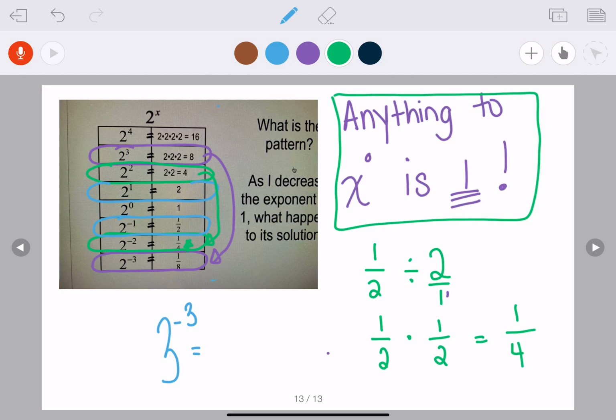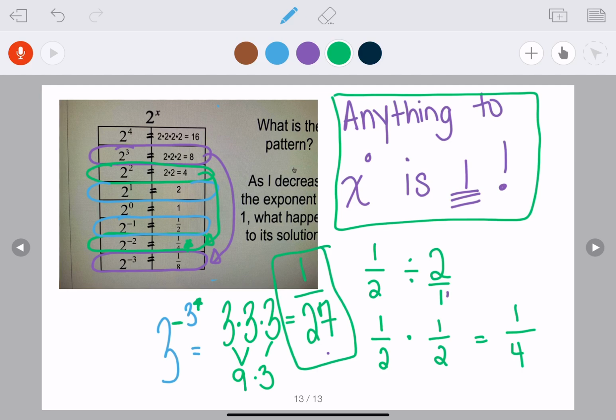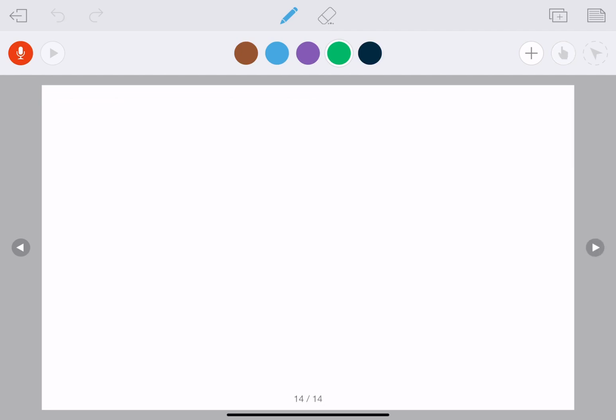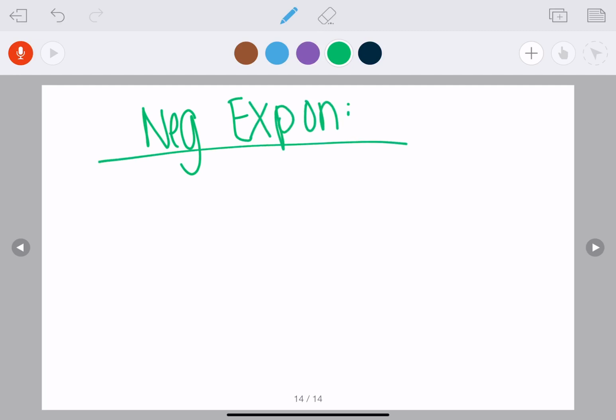It's flipped to its reciprocal. So if I wanted to do this one pretty quickly, I could just think, all right, what's 3 times 3 times 3? It's 27, right? But I know that because it's negative, I actually am going to get 1/27. So I'm going to get a fraction response. So that's it. When you have a negative exponent, you can just do it like normal, and then you can flip it. So I'd like you to have this in your notes. Negative exponents: just do the exponent and flip it.